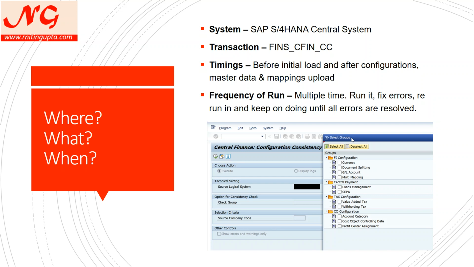Then the next part is document splitting. This particular item checks the document splitting activation between the source system and the CFIN system, that is, the source ECC and the Central Finance system.